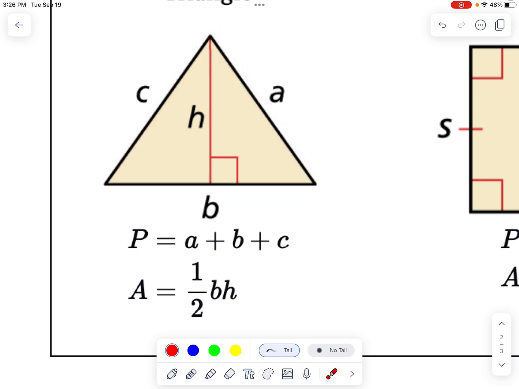So if we need to find the perimeter, you need to find the lengths of all of those sides and then add them up. The equation for area is 1/2 base times height. You will often see me write it as base times height divided by 2, and that does mean the exact same thing. So either way you prefer to do that is fine.